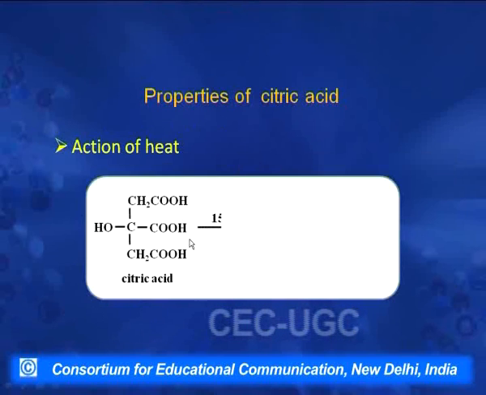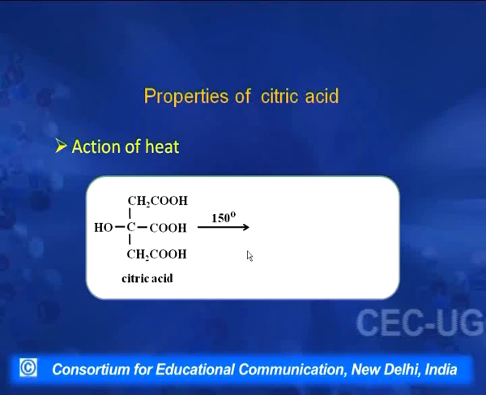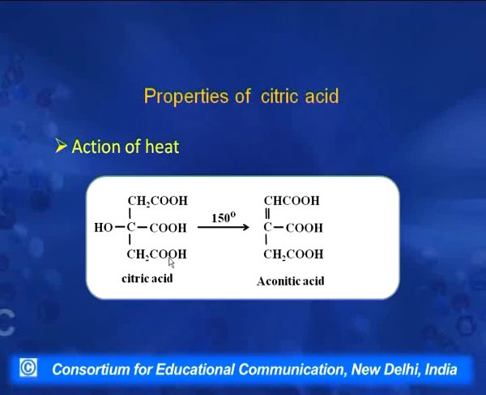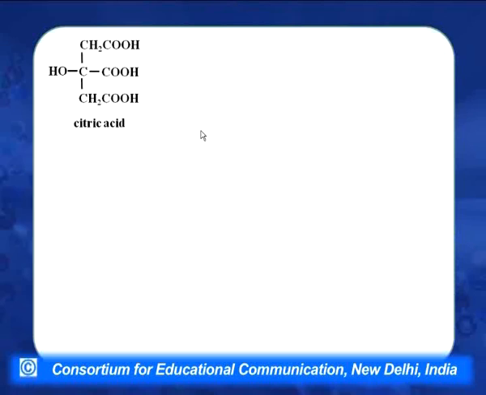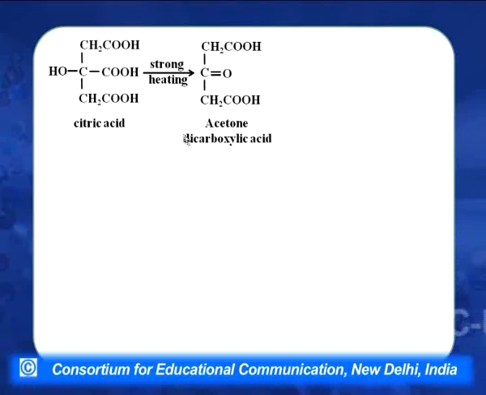Action of heat. Citric acid on heating up to a temperature of 150 degrees simply loses a water molecule like this and we get an acid called aconitic acid. But when it is heated to high temperature, two series of decomposition may start. One, a reaction occurs across this carbon and we get acetone dicarboxylic acid.